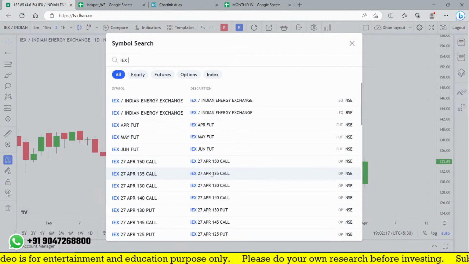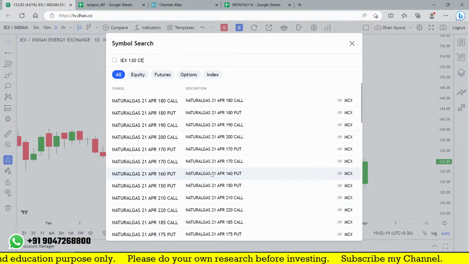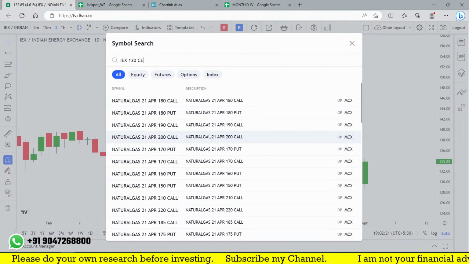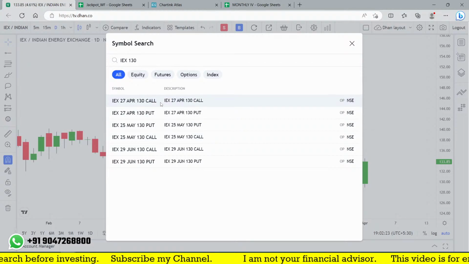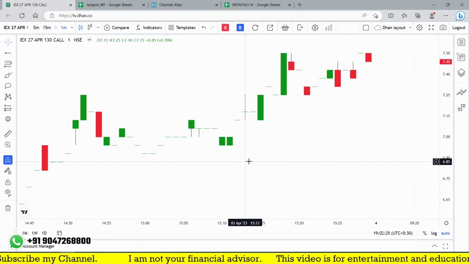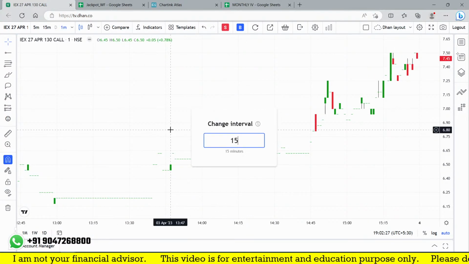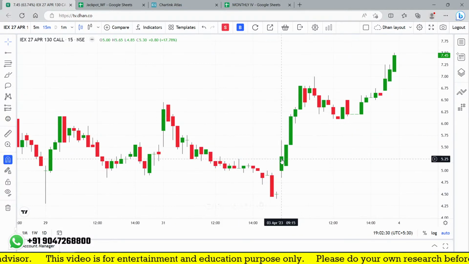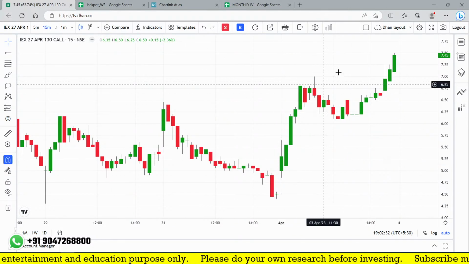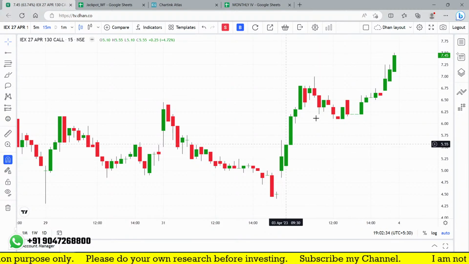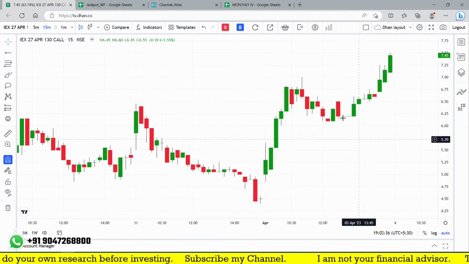So the IEX 130 call option should be my strike price, and it is currently at 7.45. Should I wait for my entry point? It has also performed well, going from 5 rupees to 7 rupees, almost 2 points increase.